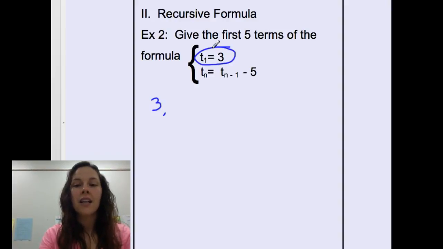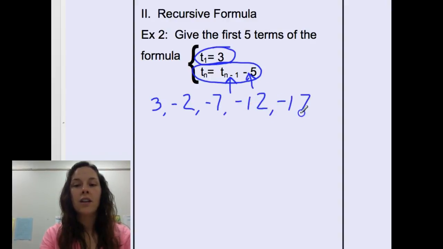Next, this, again, it looks complicated, but it's really straightforward. What this is telling us is take the previous term and subtract 5 from it to get your next term. So 3 minus 5 is -2, and continuing that, subtracting 5, I get -7, -12, and -17. So those are my first 5 terms. That's using the recursive formula. Again, just keep adding or subtracting that common difference to get the next term.